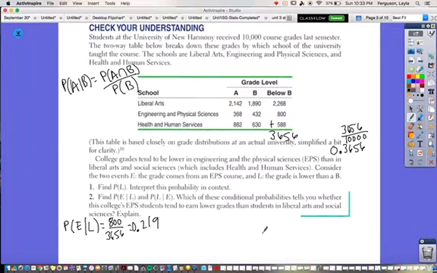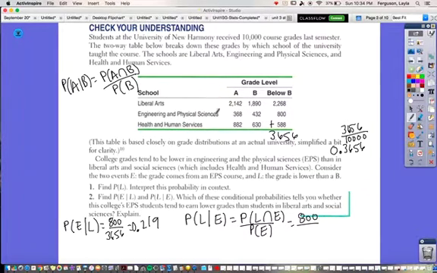And then I'm going to find the probability of L given E. And so I'm going to do the probability of L and E at the same time over the probability of E. So this is going to be grades that are lower than a B and from the EPS. And so we said that was going to be 800, because I would look at EPS and then lower than a B. And then the probability of E is the probability that it's from an EPS course.